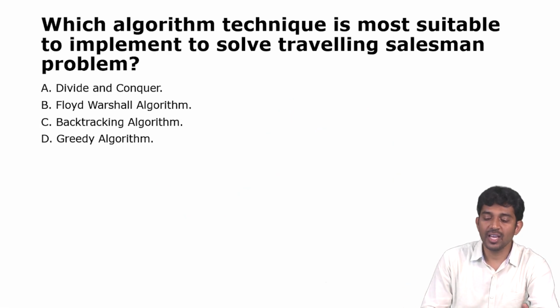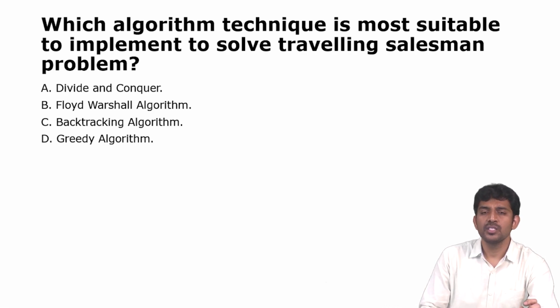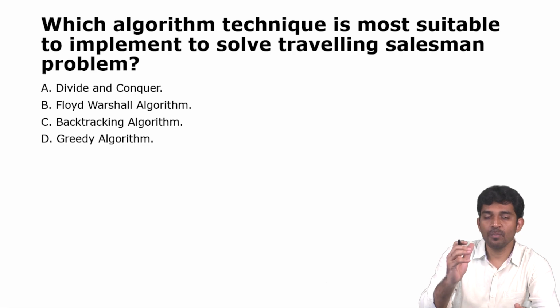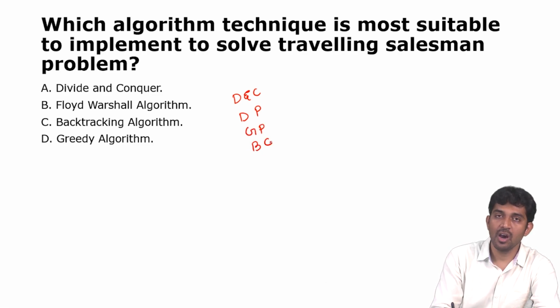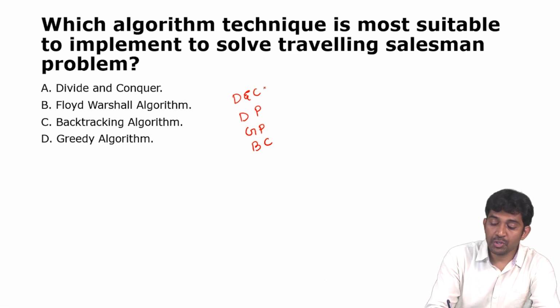Next, which algorithm technique is most suitable to implement to solve the traveling salesman problem? My suggestion is to take the techniques one by one. First, you can take divide and conquer, and dynamic programming, and next the greedy approach, and then backtracking. Try to note down all the applications of divide and conquer.